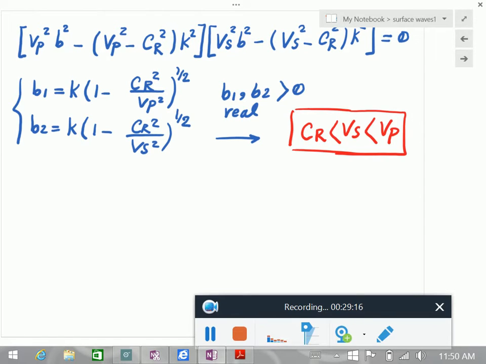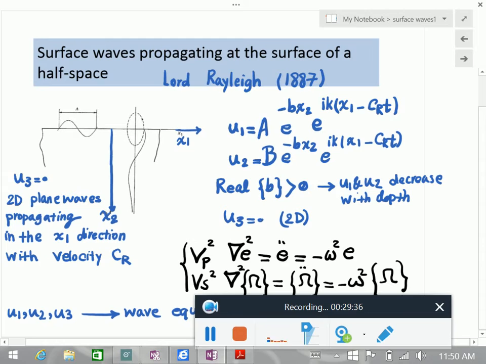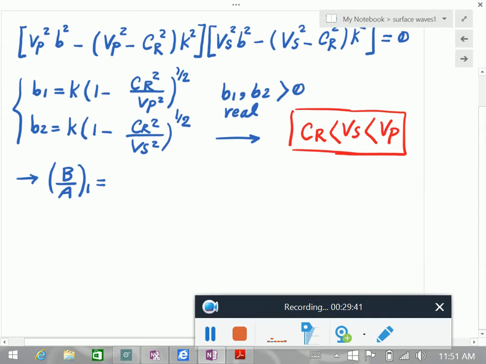Now, we are not done by any means. Now we have this B1 and B2 that we got from here, and they result in some expressions for, remember B and A, these are the amplitudes I gave in the beginning to U1 and U2. So corresponding to this B1 and B2, we also get these two expressions for the ratio of B to A.